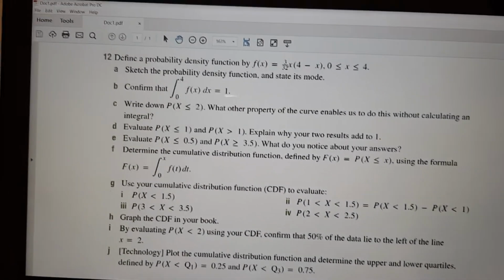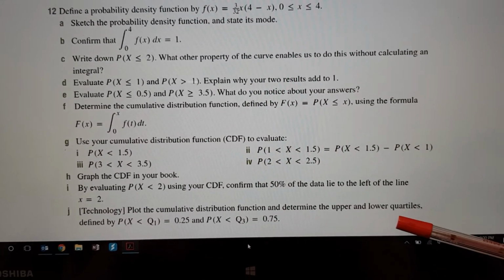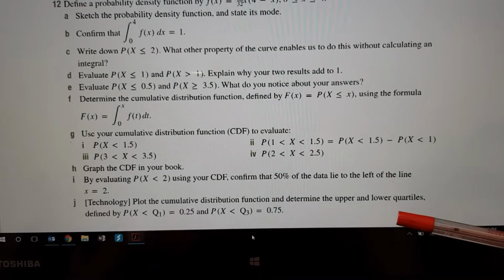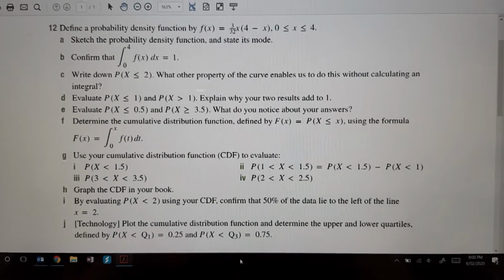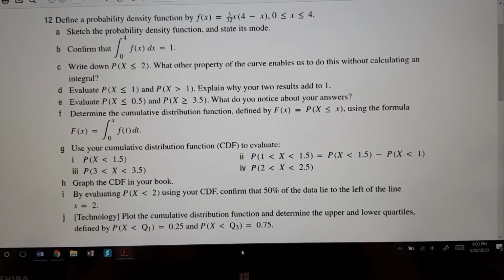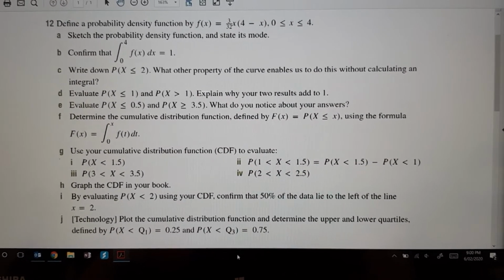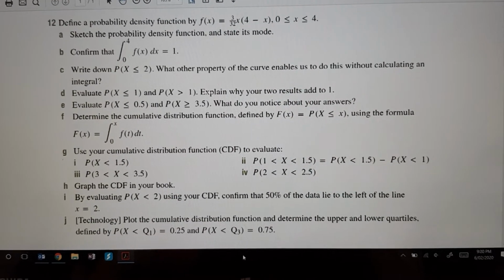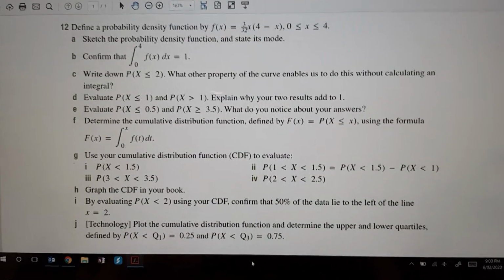Okay, now other than this part J, where it says technology, we're not going to really do that. You can use Wolfram or any other math software to do that. And the reason is because analytically you can't really solve it. So I think that's why it says you have to use technology.